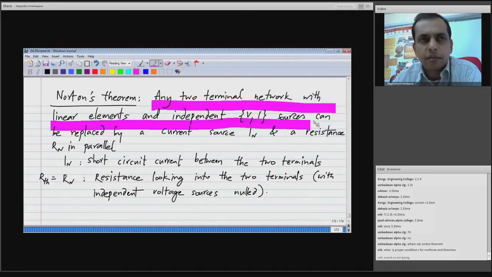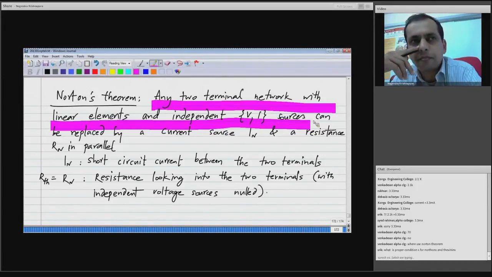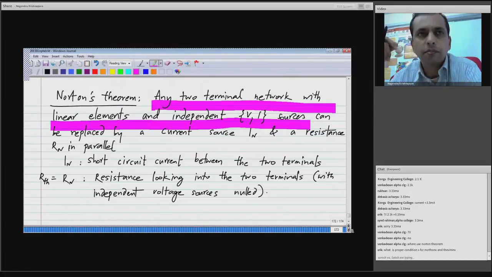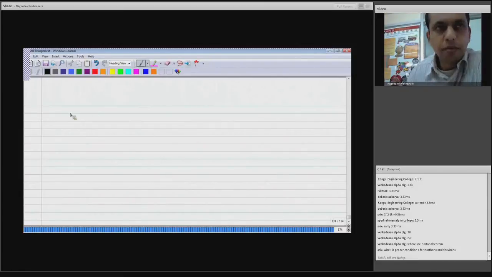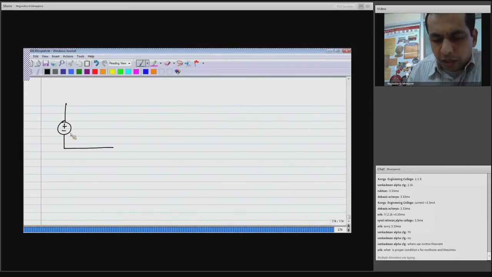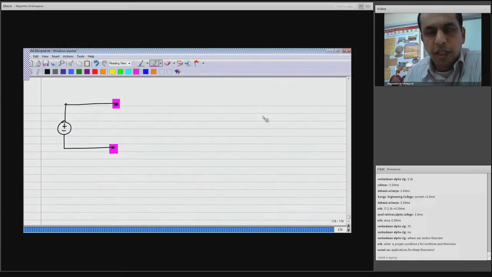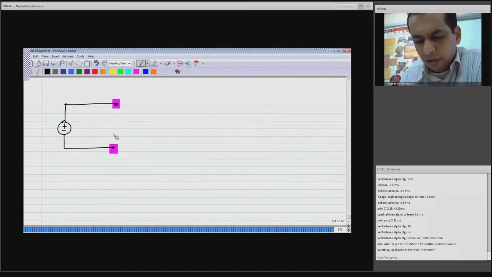Also, one thing which I mentioned last week as well: if you do have dependent sources in this, that is okay, but they should be dependent only on quantities inside N. You cannot have them externally controlled. Now, like I said, any circuit with only two terminals available can be equivalently represented at the two terminals using either Thevenin or Norton equivalent circuit.